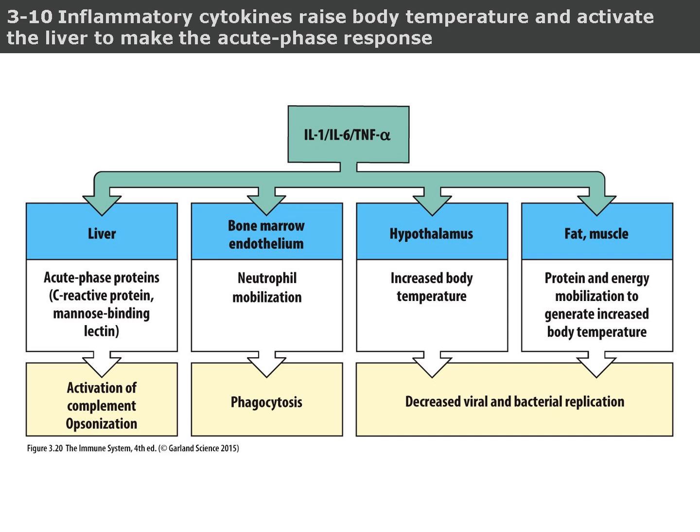In the bone marrow endothelium, these cytokines promote the mobilization of neutrophils into the bloodstream. This mobilization supports phagocytosis, allowing neutrophils to reach infected tissues and engulf pathogens. The hypothalamus responds to the same cytokines by increasing the body's core temperature, resulting in fever. This elevated temperature helps to inhibit the replication of viruses and bacteria, creating an environment less favorable for pathogen survival.